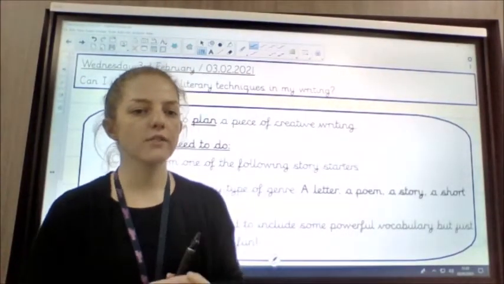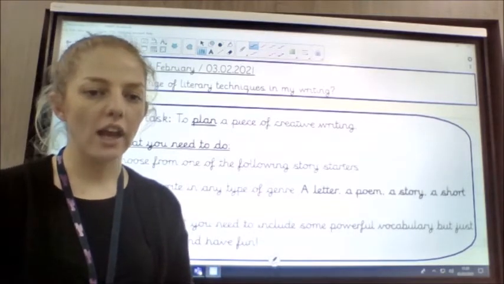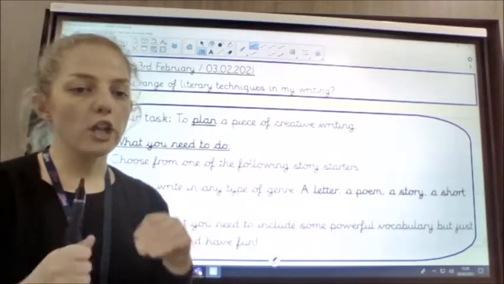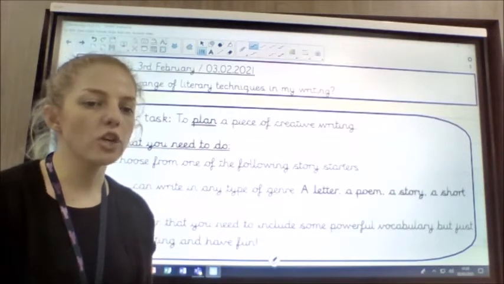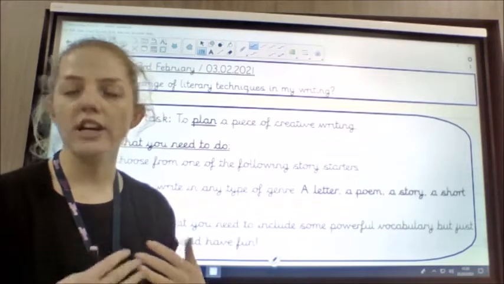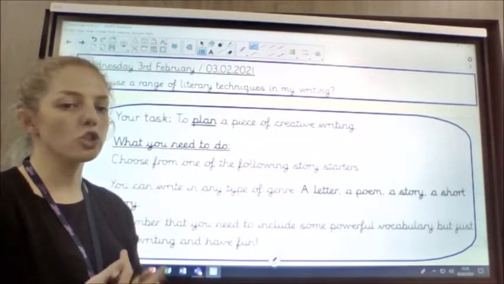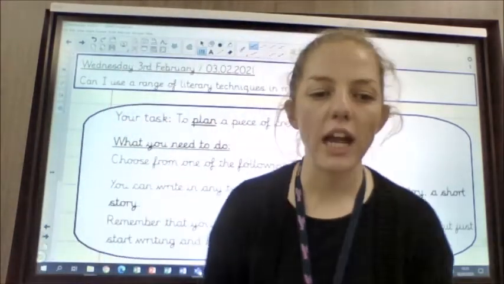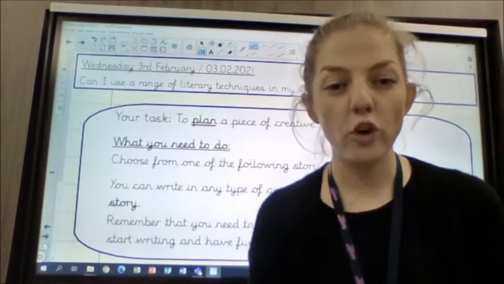Okay, so your task for today is to plan a piece of creative writing. So you need to choose from one of the following story starters, which I will have up on my next page, and then you're going to write in any given genre in bold. So genre is the type of text, and you can either write a letter, a poem, a story, or a short story. You need to include powerful vocabulary, but I want you to have a go at writing and having a bit of fun with your writing.